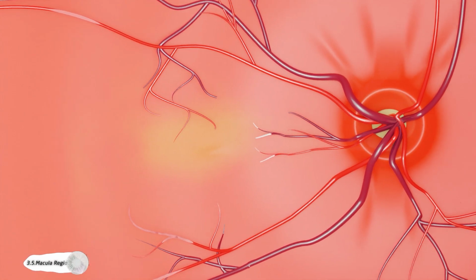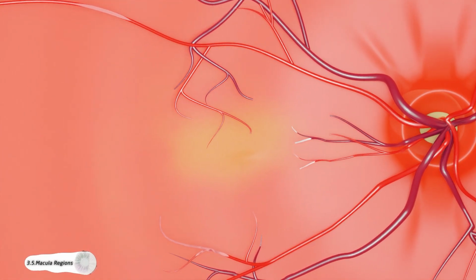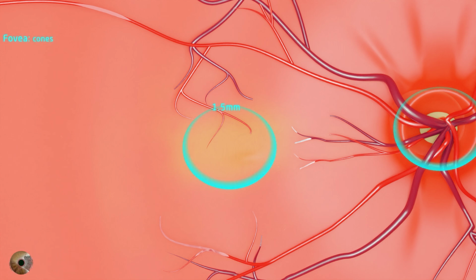The macula is also divided into several regions. The central 1.5 mm of the macula is the fovea, which is equal to the optic disc diameter, and photoreceptors are entirely cones. This region is responsible for color vision and high acuity. The half-millimeter ring around the fovea is the parafoveal region, where the ganglion cell layer, the inner nuclear layer, and the outer plexiform layer are thickest.